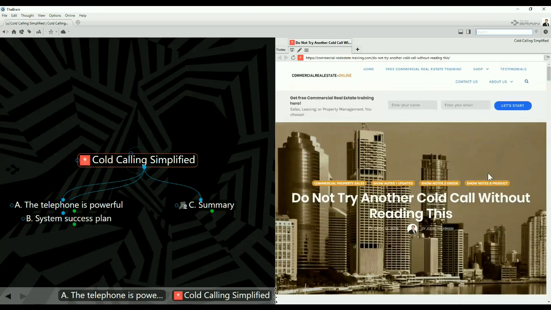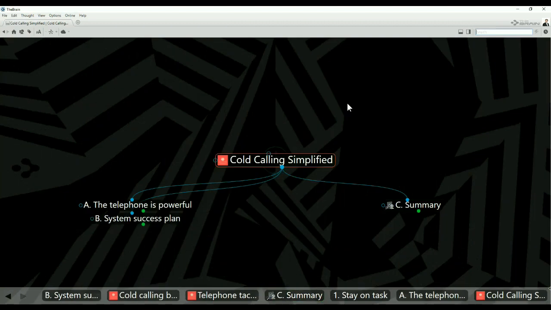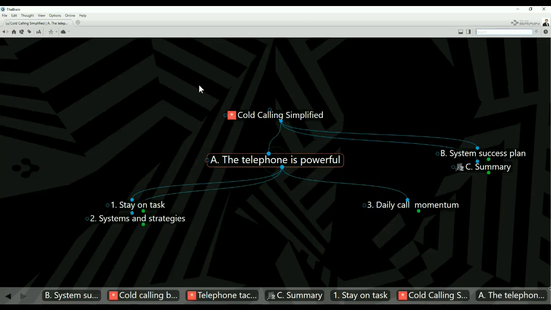So let's go back and have a look at this particular topic, and I'll talk you through all the key issues. So, cold calling simplified. What's it all about? Well, the telephone is a powerful prospecting tool in commercial real estate brokerage. And in saying that, certain things should be understood if you are going to make it work for you with good results as part of your business model. Particularly, you'll need to stay on task, you'll need some systems and strategies to help you, and you should make it a daily call momentum.